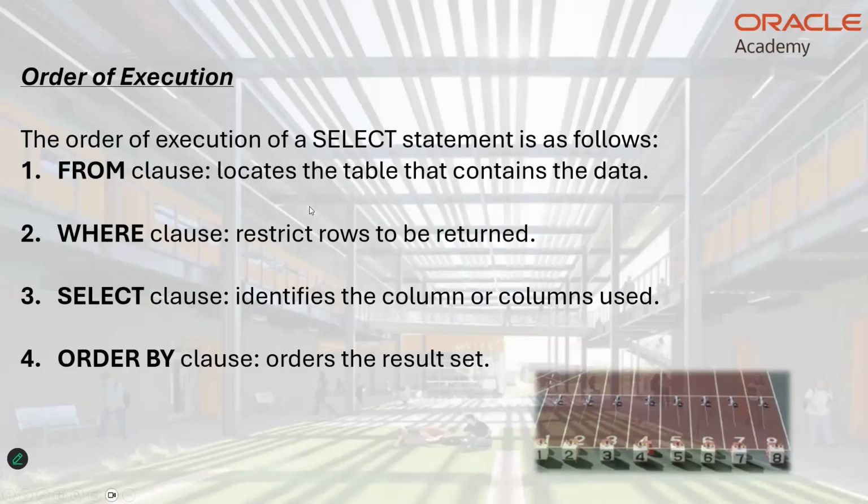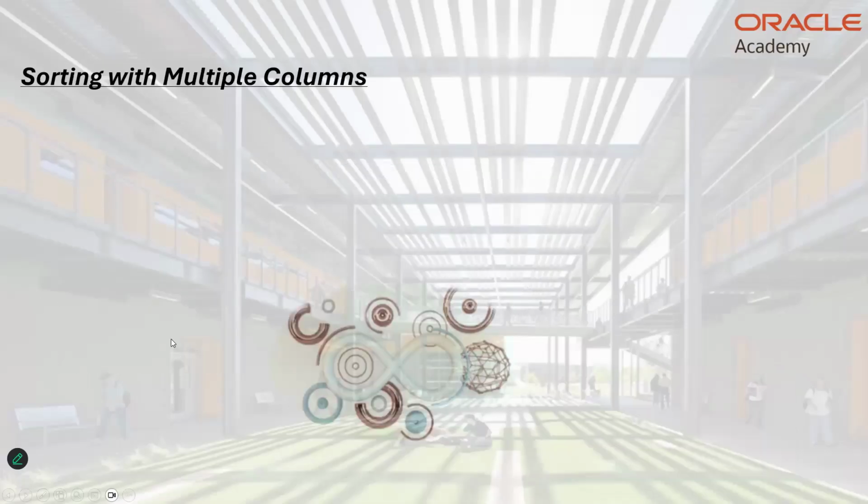Generally, if there's an issue with your select query, it's mostly that either the table is not there or you misspelled the table, because that's always checked first. And this is where most of the errors occur in your select statement, in the from clause and the where clause. But this is the order of execution. Make sense? Yes. All right.